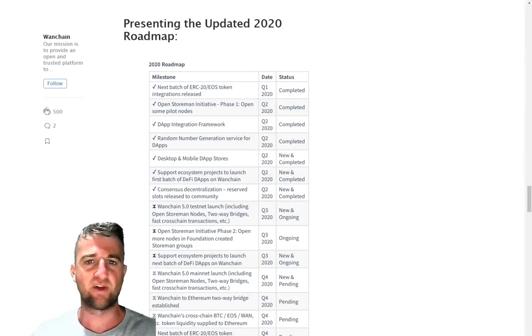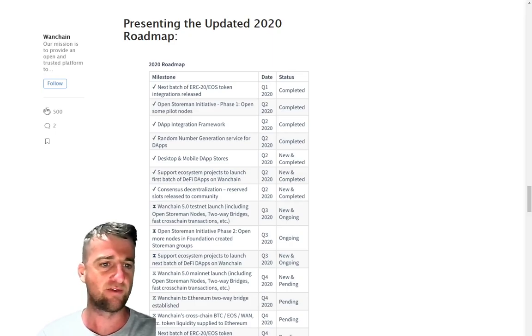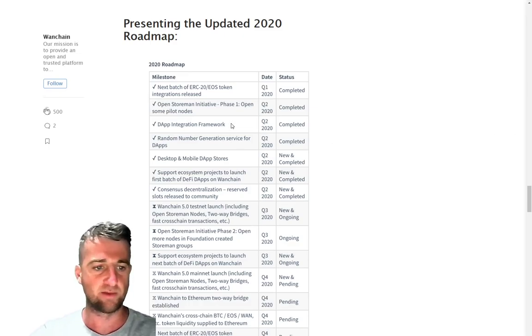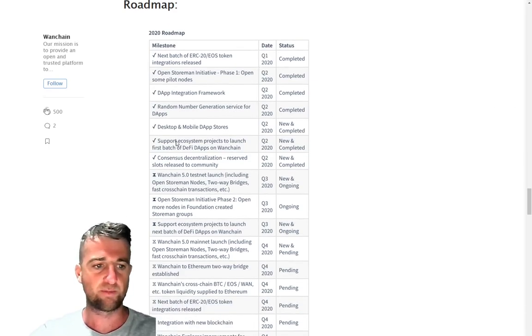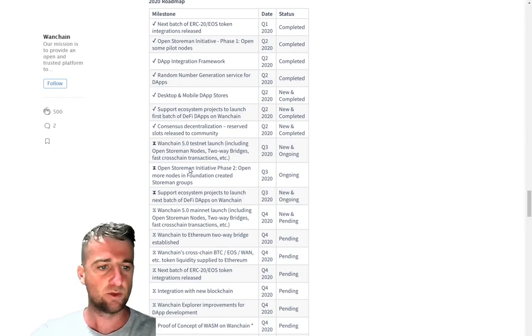We have a very comprehensive and detailed roadmap, so it does go back to the very beginning of 2020, and it starts off with the next batch of ERC20 EOS token integrations released. I'm not going to go through all of these points because they'll be here forever, but as you can see, work has been getting done throughout the year, and now we're coming up to Q3. We are on to Wanchain 5.0 testnet, including open Storeman nodes, two-way bridges, and fast cross-chain transactions.